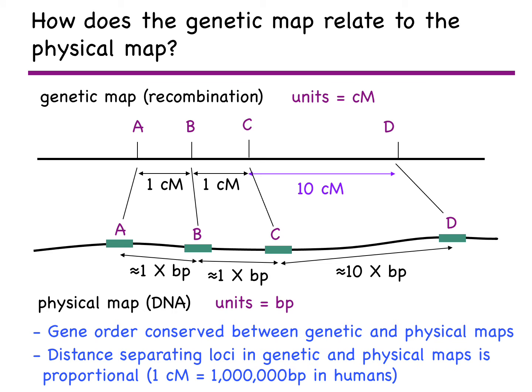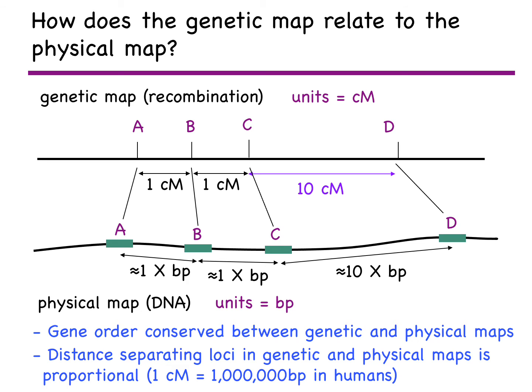The other thing is the distance separating loci in the genetic and physical maps is proportional. So for example, if there's one centimorgan separating A and B, and one centimorgan separating B and C, the number of base pairs separating A and B would be about the same as the number of base pairs separating B and C. And if you have 10 centimorgans separating C and D, you'd expect about 10 times more base pairs separating C and D than the number of base pairs separating A and B or B and C.